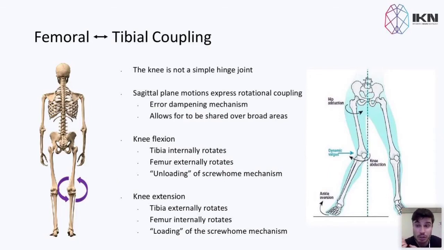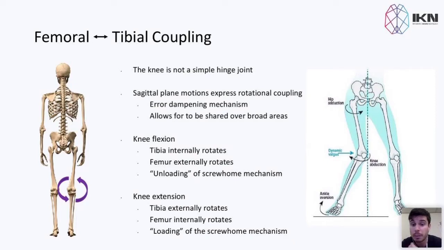Whereas if it was a hinge joint, it wouldn't allow for that stress to be shared across a broad surface area. So that rotational coupling gives the knee a little bit of variability that it needs to respond to many different forces that run through the tibia and up through the limb from distal to proximal.